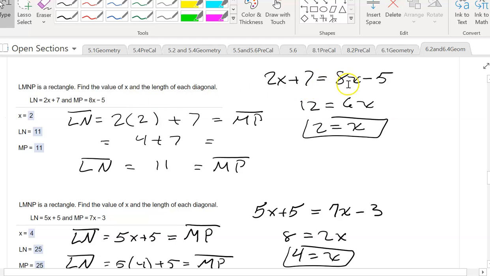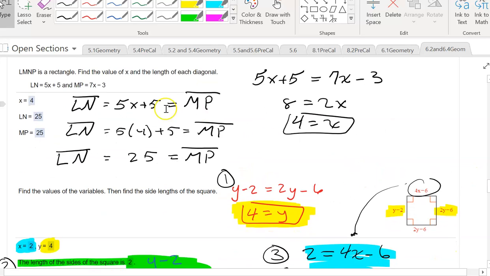Here, I'm setting these equal to each other. I get my value of x. I also need to plug it in. I only need to choose one of them because I know that these diagonals are equal to each other. I chose 2x plus 7. I plugged in my value of x to get 11 for both of them. Same will happen here. I set them equal to each other to find my value of x. I know that they're equal to each other. I just choose any one of them. I could have used 7x minus 3 or 5x plus 5. I plug it in, I get 25 for both of them.